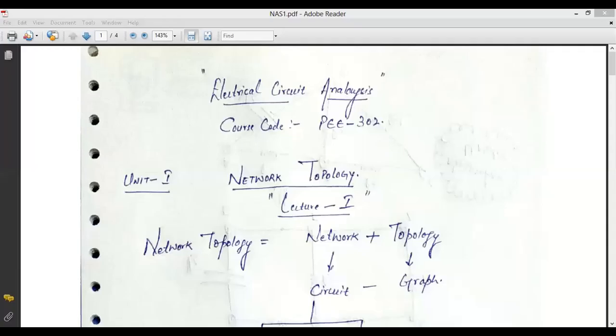Okay, now can you see one PDF file on your screens? Yes, sir. Fine.